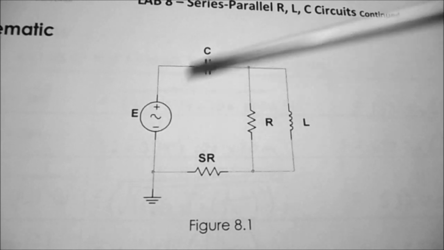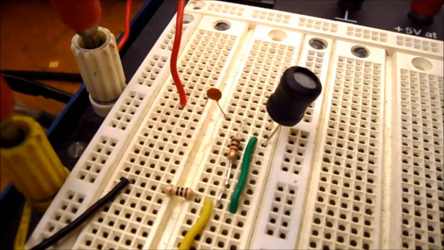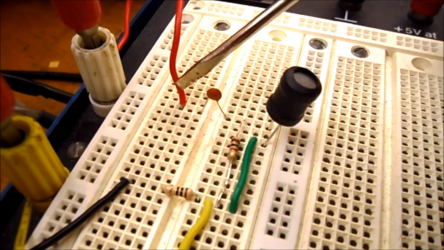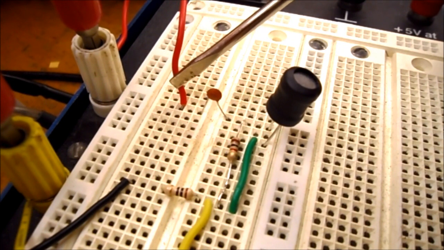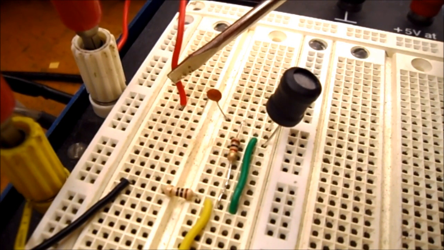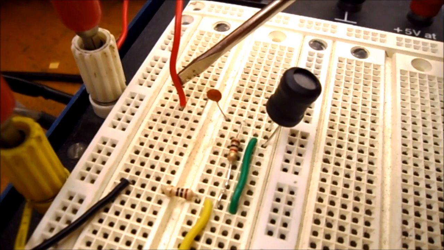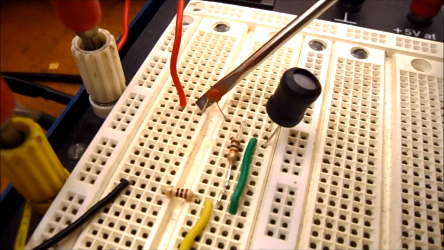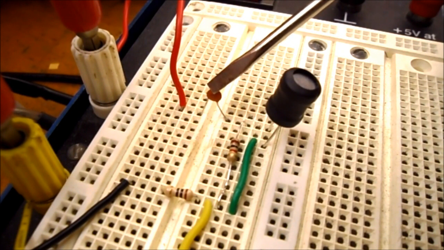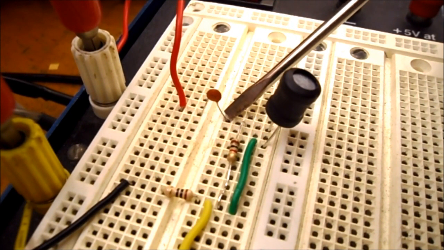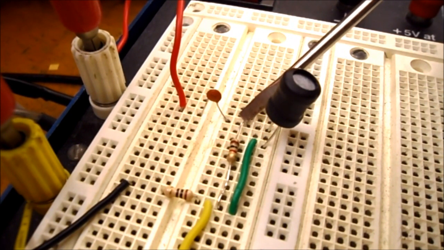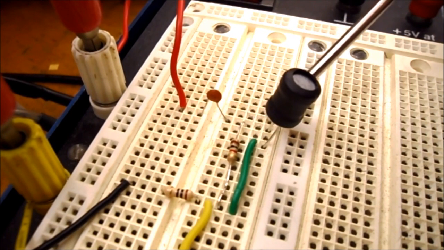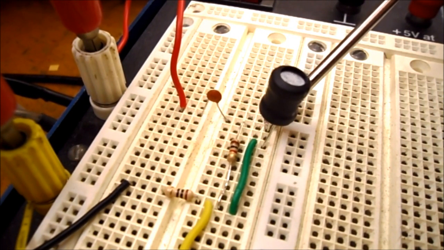So going with a close-up of my circuit, you can see the red lead is going to come in from the function generator, and I'm also going to hook it up to channel 1 of my oscilloscope. It goes through this bus line to my capacitor, which is labeled 103, because that's a 10 nanofarad capacitor. The other leg of the capacitor joins the 1 k ohm resistor and the leg that goes to the inductor.